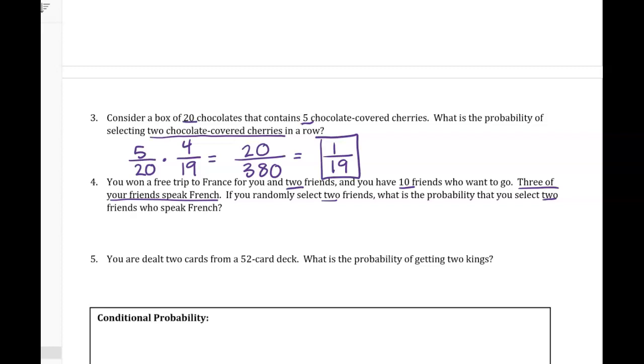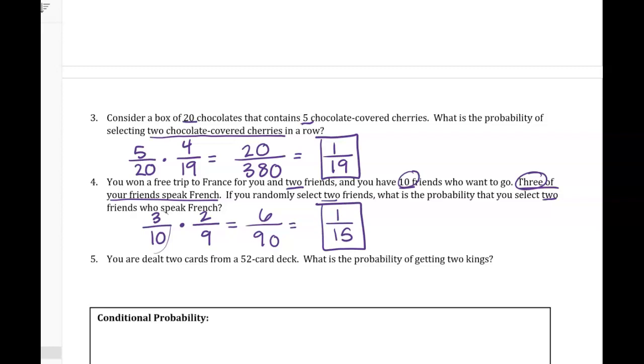So 2 friends. So the probability of your first friend speaking French. Well, we have 3 out of 10 who speak French. That'll be 3/10. Now, when you go to select your second friend, you already selected one. You can't select them again. So now we have 9 left. If the second friend also speaks French, now there's 2. So first one, there were 3 out of 10 who spoke French. You chose one of them. So now there's 2 total who speak French that are left, but there's only 9. So 3 times 2 is 6, 10 times 9 is 90. So this is 1 out of 15.